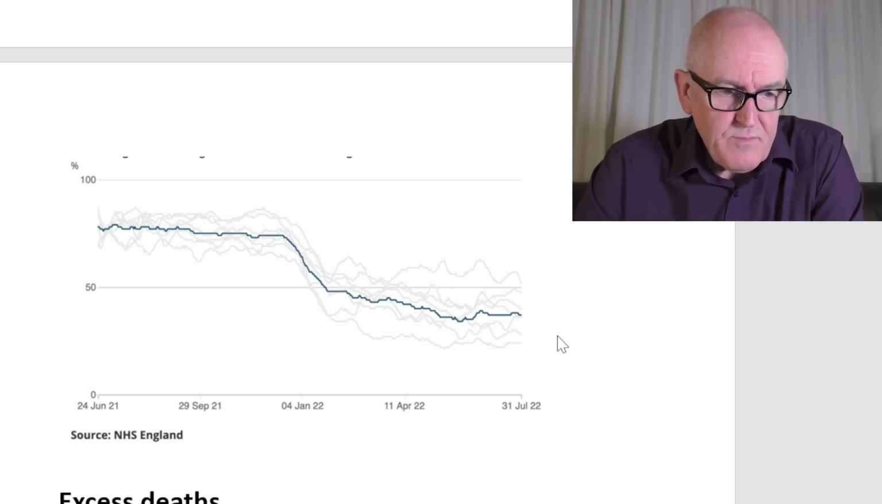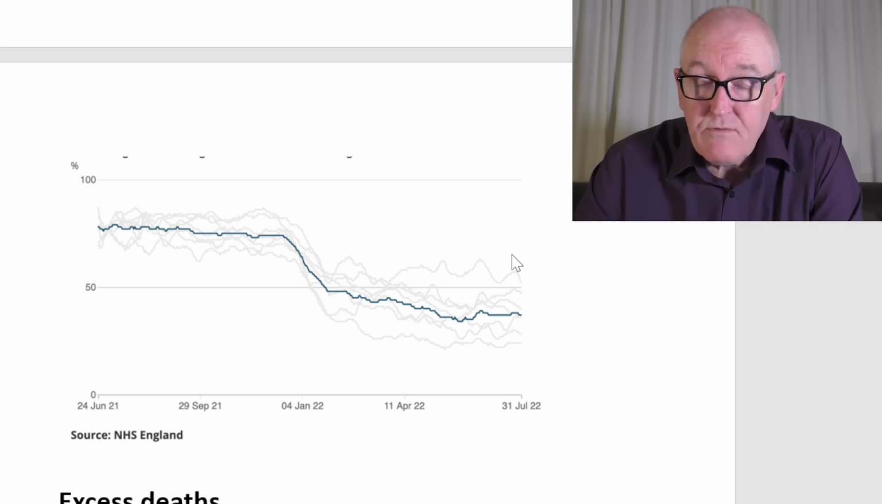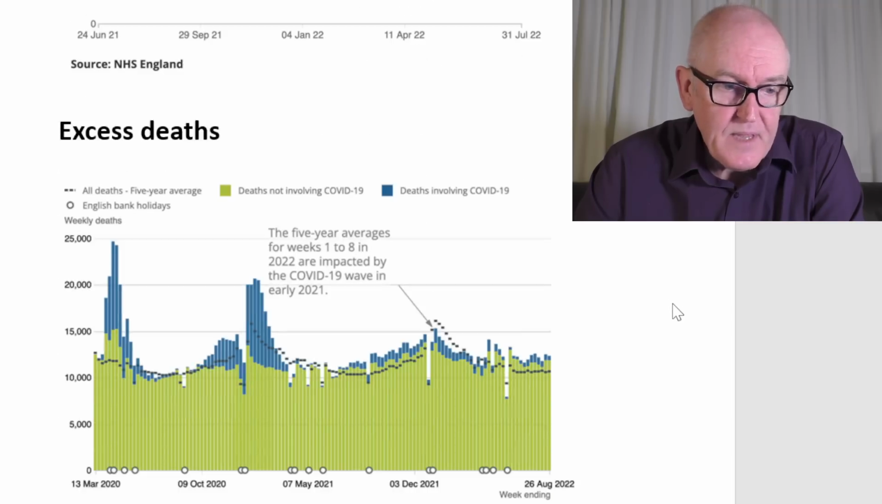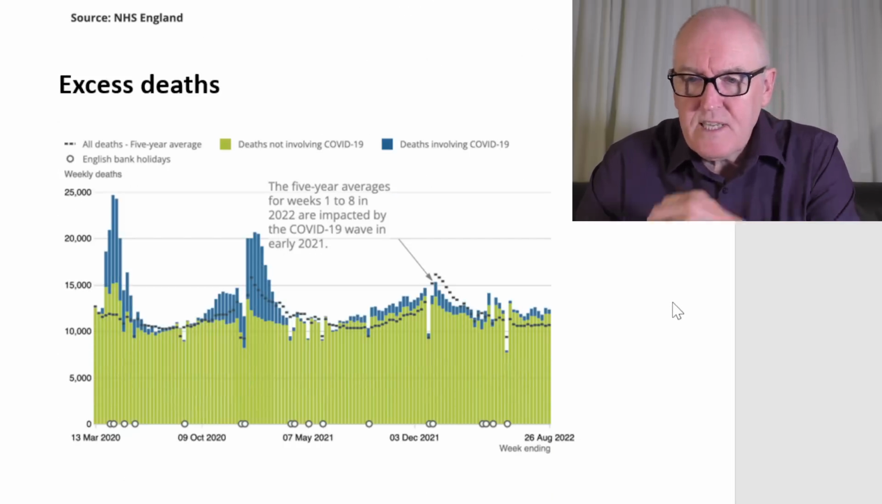Now, this is the amount of people admitted to hospital. So we see about 40% of people who are admitted to hospital primarily because of COVID. And we see this other 60% here are admitted to hospital with COVID. It's an incidental finding. COVID is becoming less severe, we are delighted to say. But the key thing we want to look at here is the excess deaths.